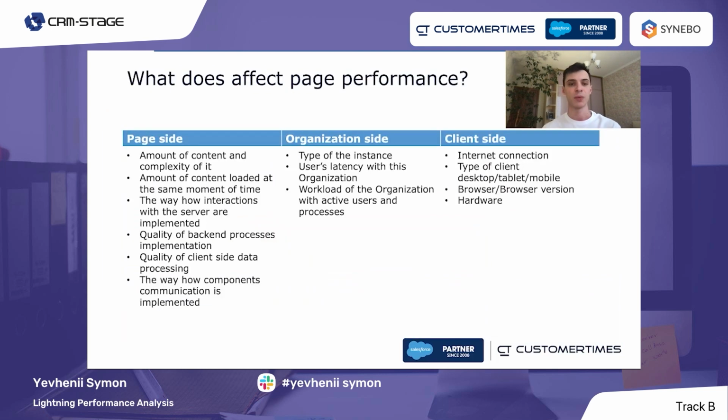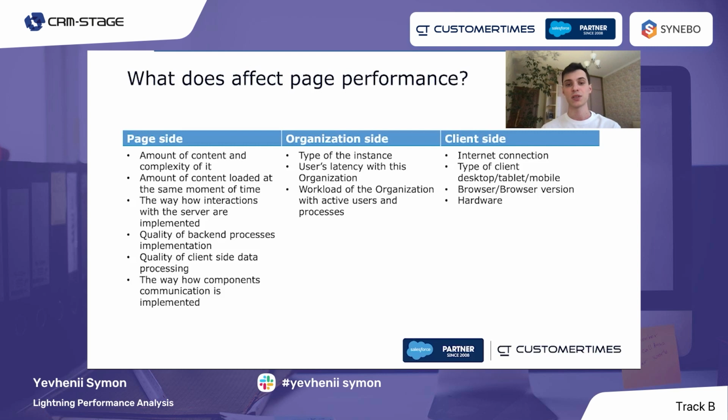What does affect page performance? We can group these items at least in three columns, right? The first of them is page size, amount of content and complexity of it, which is located on the page. The amount of content loaded at the same moment of time is also important. The way interactions with the server are implemented, quality of backend processes implementation, quality of client-side data processing, the way component communication is implemented.